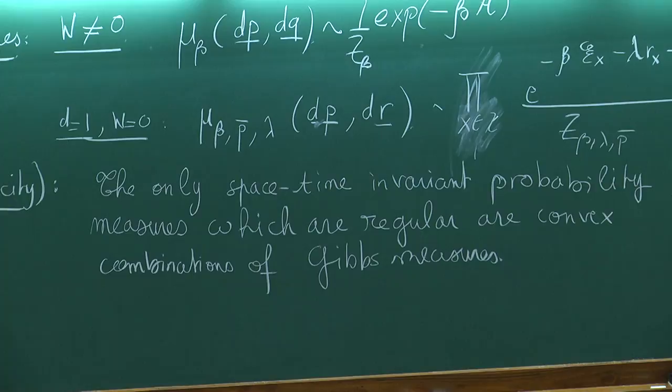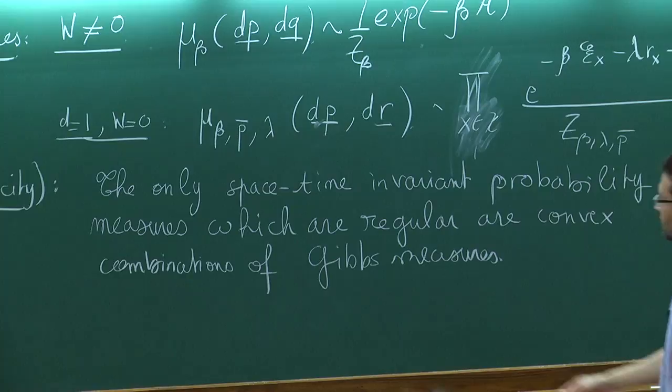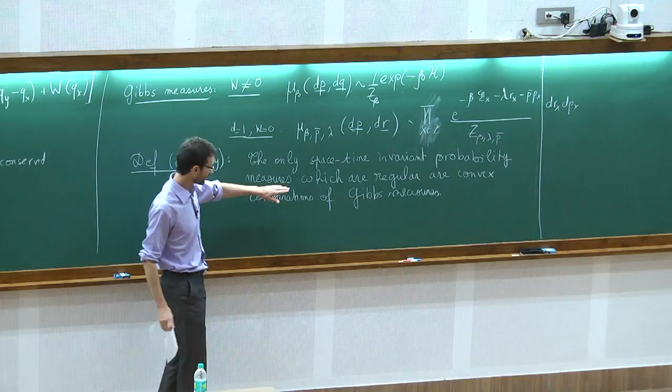Space invariant probability measure means just that it is invariant by the shift of the coordinates. And time invariant means that it is invariant in time. And then regular means that if you compute the relative entropy of the restriction of your measure in some box with respect to some Gibbs measure in the same box, then it is bounded by a constant times the size of the box, the volume of the box. This is the notion of regularity that I use. And then we say that the system is ergodic in infinite volume if we have this property.